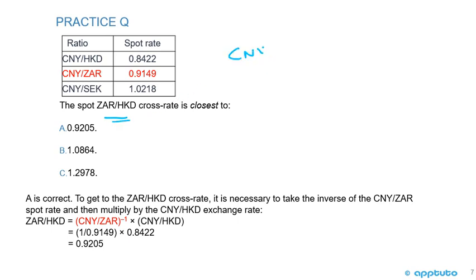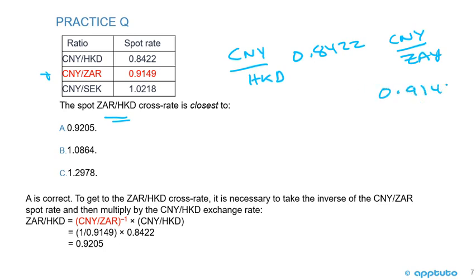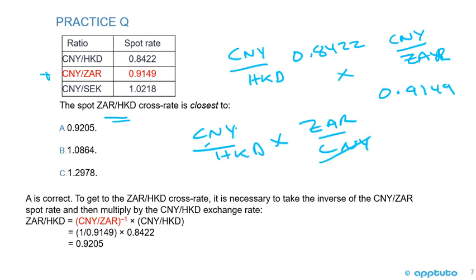Okay, so they're asking for a ZAR to Hong Kong dollar cross rate. So we can see we have CNY over Hong Kong dollar, and that's 0.8422. And we're looking for the ZAR. We can see we have CNY over ZAR, which is 0.9149. But we can see that's not in the right format. We want to have CNY over Hong Kong dollar times ZAR over CNY, so that we can cross those two out and have the Hong Kong dollar multiply. So how do we adjust that one? We're going to do 1 divided by 0.9149. Okay, so you can see here is that we need to take the inverse, 1 divided by 0.9149, and then multiply times the 0.8422.